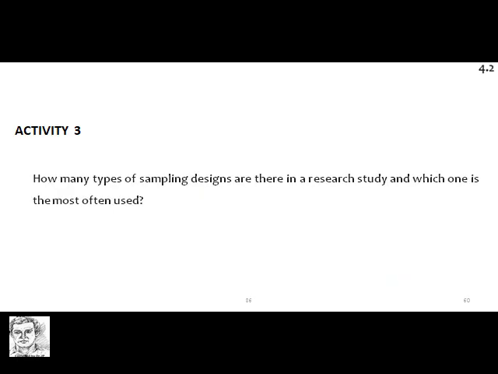Activity. How many types of sampling designs are there in a research study, and which one is the most often used?